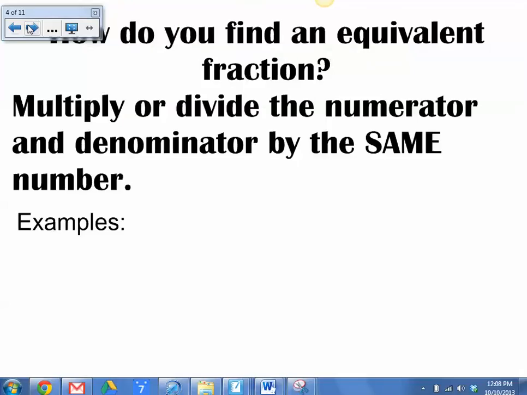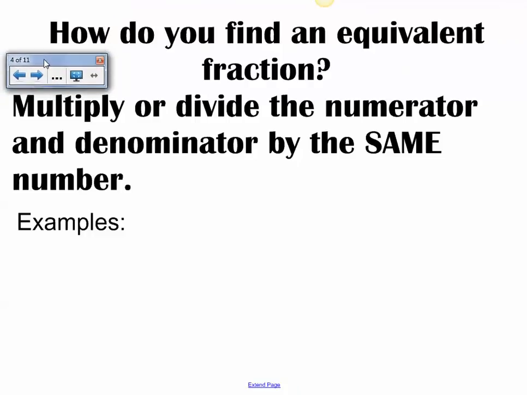So next question is, how do you find an equivalent fraction? Under the second question on there, let's write down, you multiply or divide the numerator and denominator by the same number. Multiply or divide the numerator and denominator by the same number. Again, you should be writing this down where it says, how do you find an equivalent fraction? Write this on the lines below it. I'm going to keep going.